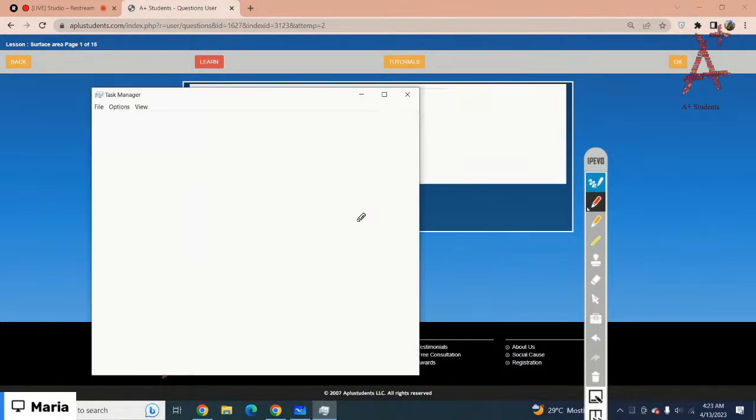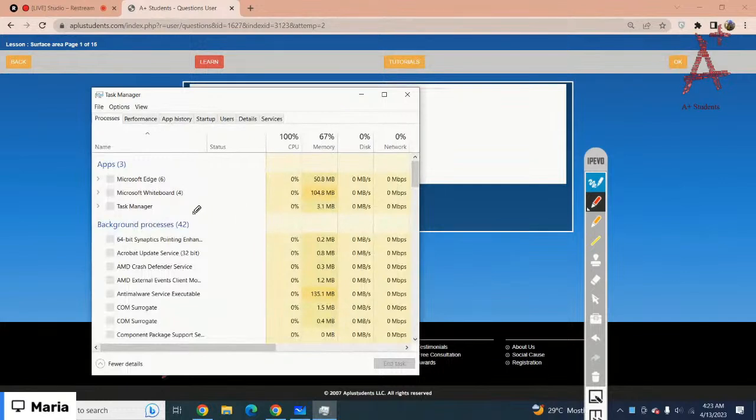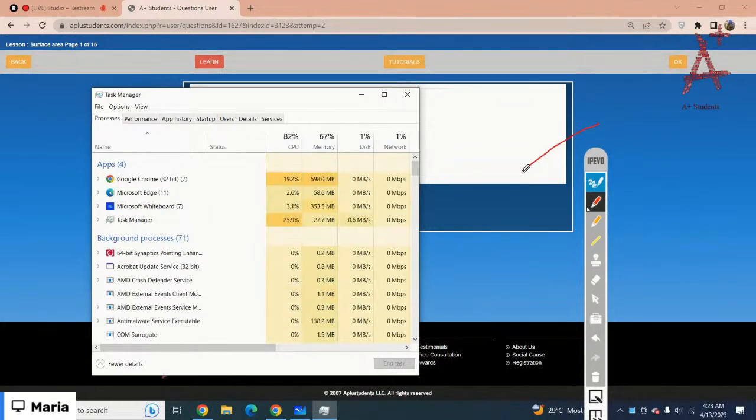I don't know what's wrong with this annotator.